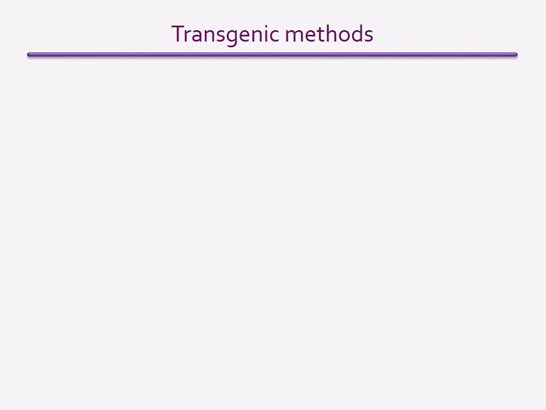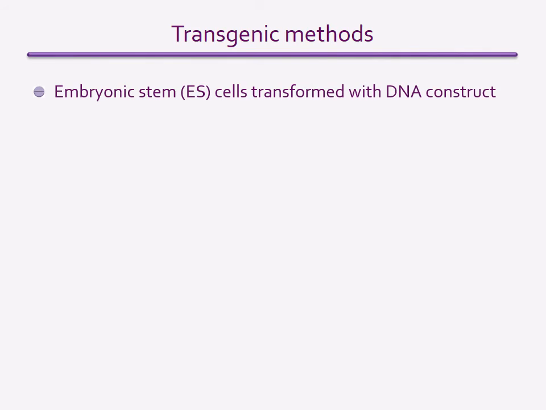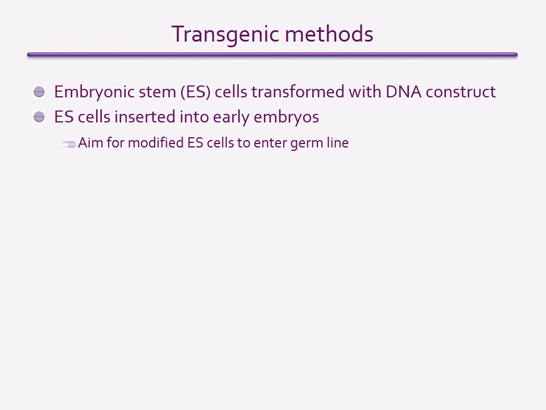This slide outlines the basic procedure for generating a transgenic animal. It starts with stem cells taken from an embryo, which are transformed with the DNA construct that will alter gene expression. The transformed stem cells are then inserted into an early embryo, which is implanted into the mother's uterus where it develops. The aim is for the modified DNA in the stem cells to enter the germline.